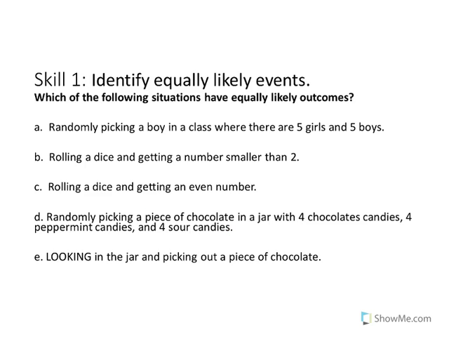So in this problem, we need to identify equally likely events. Which of the following situations have equally likely outcomes? Here are 5 problems: randomly picking a boy in a class where there are 5 girls and 5 boys, rolling a dice and getting a number smaller than 2, rolling a dice and getting an even number, randomly picking a piece of chocolate in a jar with 4 chocolate candies, 4 peppermint candies, and 4 sour candies, and looking in the jar and picking out a piece of chocolate. Now the key word is looking in the jar and picking out a piece of chocolate. At this time, pause and tell me which situations have an equally likely outcome.